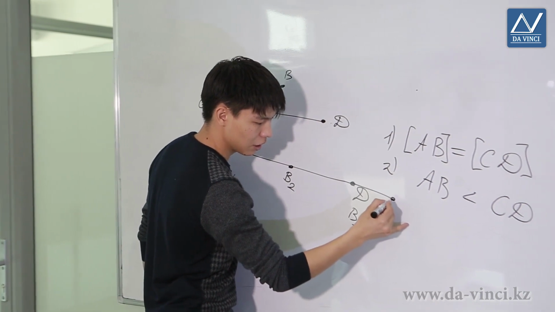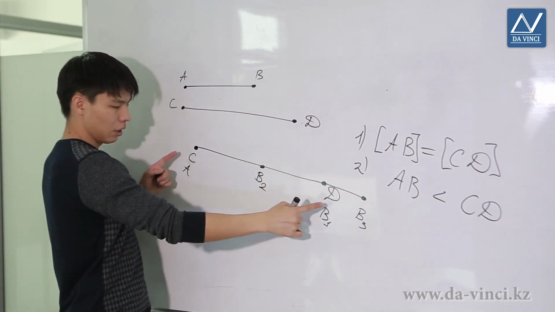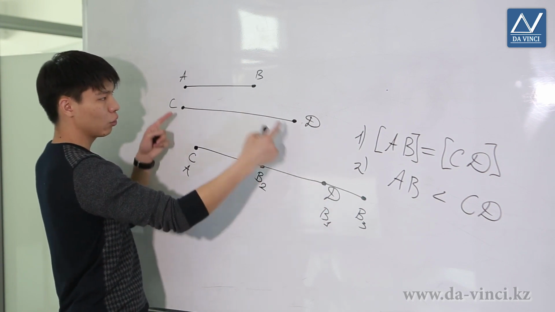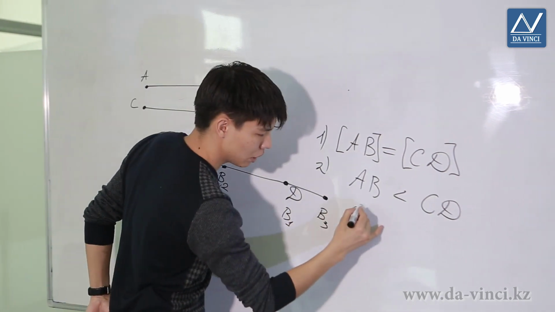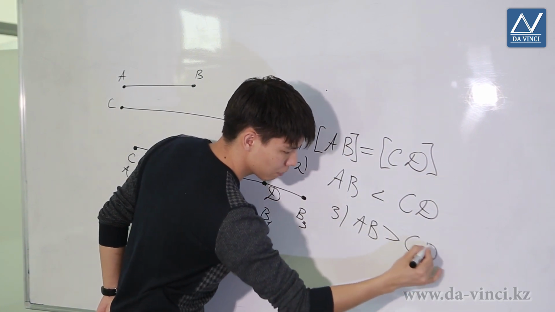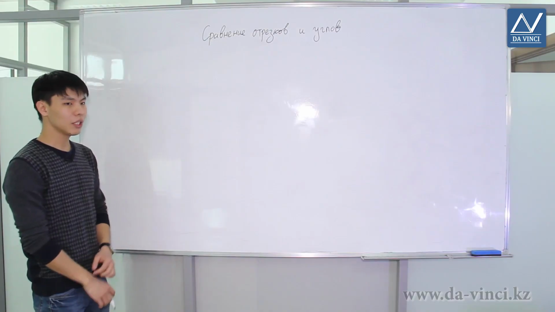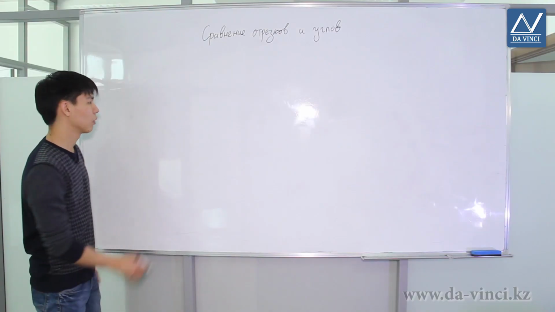Assume that when superimposed, point B is found to be at a greater distance than point D. Otherwise, they say, CD turned out to be completely inside the segment AB. In this case, they will say that segment AB, on the contrary, is greater than segment CD. In this way, we can compare two segments. We can use the same method to compare angles.